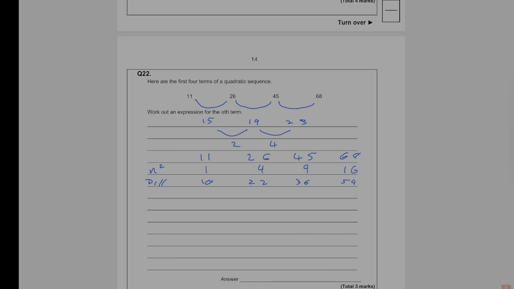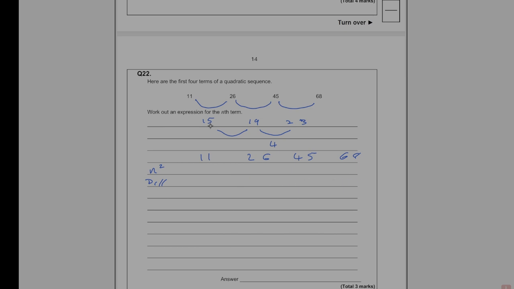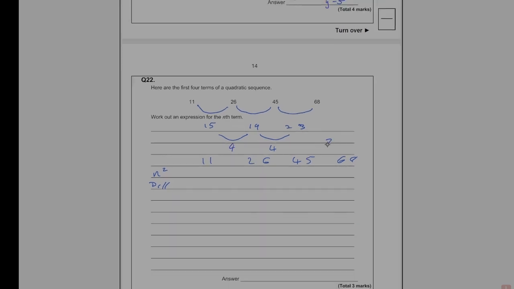And I've just spotted I made a silly mistake. Let's try this again. My first difference was 4. Difference between 19 and 15 was 4, which means that I've got a 2n squared in there. So 2n squared. So that should have been 2 times 1 is 2, 2 times 4 is 8, 2 times 9 is 18, and then 2 times 16 is 32. Right, so difference between those two numbers now is going to be 9.